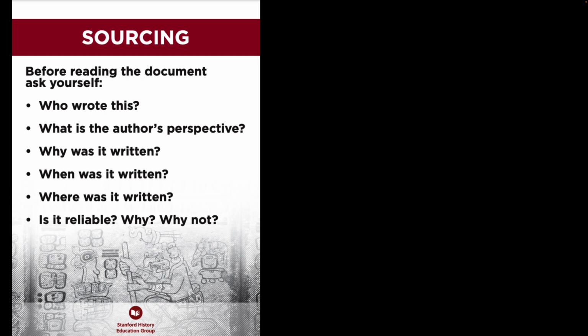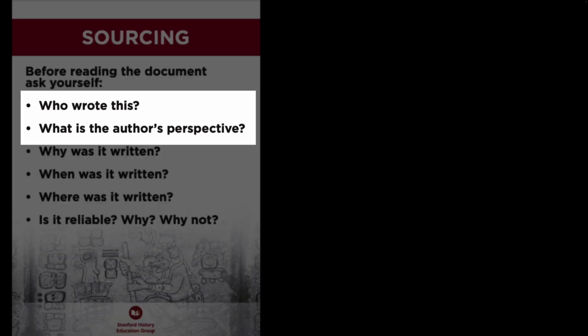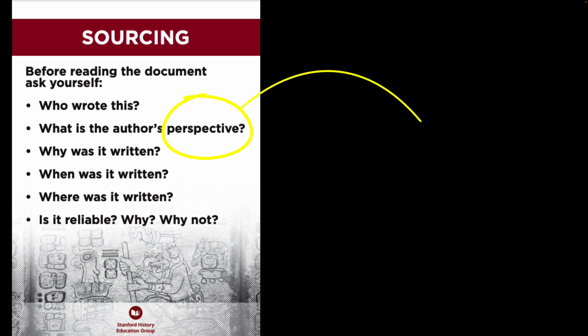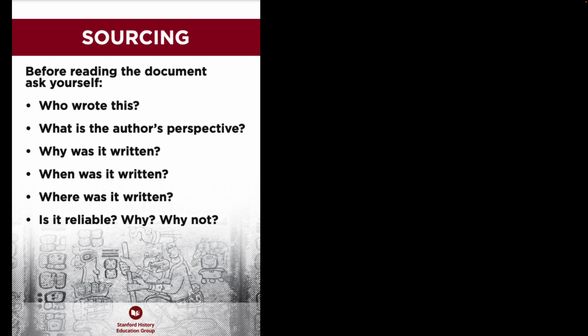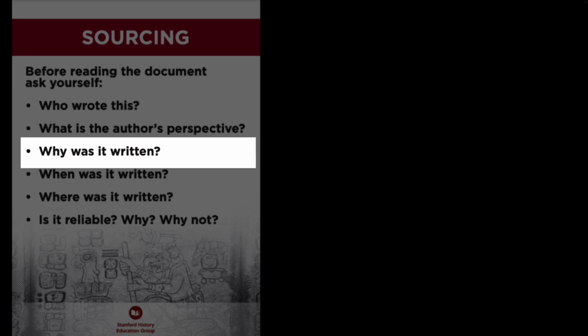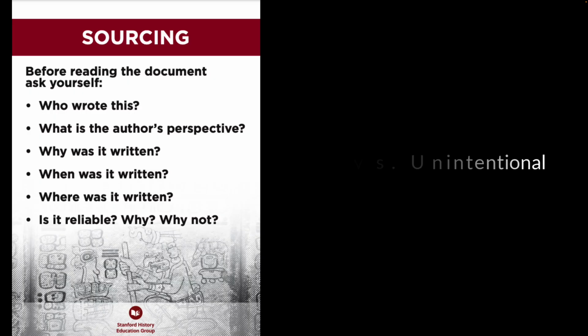We first answer questions about the author. Who wrote this document, or who created this artifact? And what is that author's perspective? And what we mean by perspective here is, is that author affiliated with certain groups or communities? And might that tell us a little bit about how that author is approaching, say, the subject that they're writing about? But we have to also answer other questions about the source. For example, why was it written? This question essentially gets us to think about the intentionality of the source. Is this an intentional document or is it an unintentional document, right?